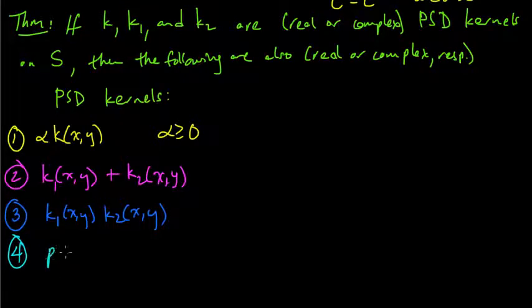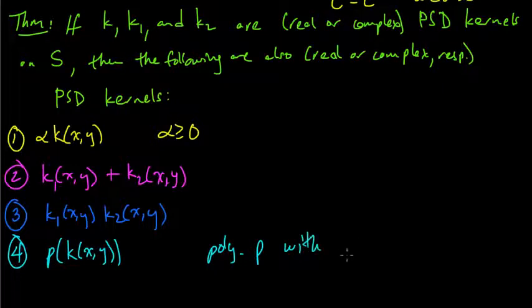Number 4 says that for any polynomial p, if we evaluate that polynomial at the value of the kernel k, and that polynomial has non-negative coefficients, then we get a new kernel. Non-negative coefficients, that's important. So in other words, if p was like 1 plus x squared, then you would have 1 plus k(x,y) squared.